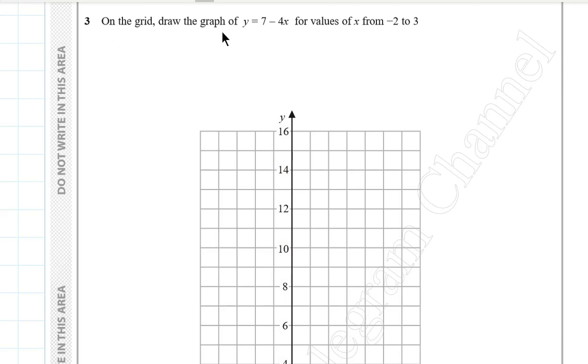Question 3. On the grid, draw the graph of y equals 7 minus 4x for values of x from -2 to 3. Okay. As x equals -2, we can say that the corresponding y equals negative 4 times negative 2 will be 8, and 7, it will be 15. And for x equals 3, we can say that y equals negative 4 times 3, negative 12. 7 minus 12 is negative 5.